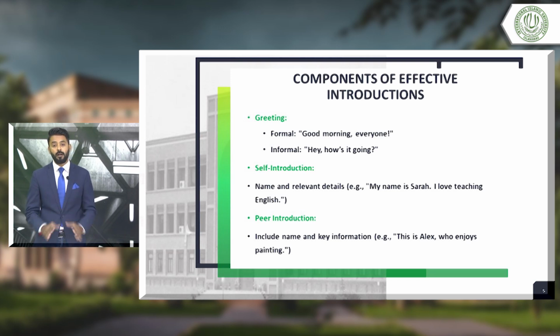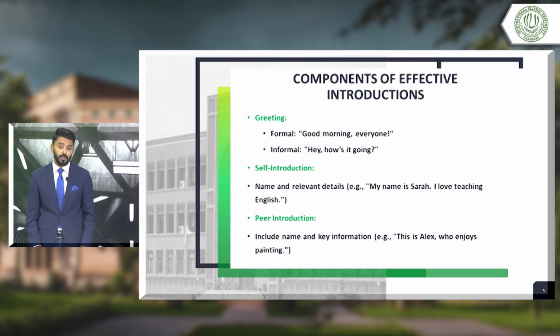So the first part of any introduction is that you greet each other, that is, greetings. It can be a formal greeting, or it can be an informal greeting. Formal greeting, especially when you are meeting somebody who is not a close friend of yours, for example, in an office setting, or in a classroom setting, or in a very formal setting. So you will say good morning everyone, or good morning, hello, how are you, assalamu alaikum. In your own way you can start the introduction.